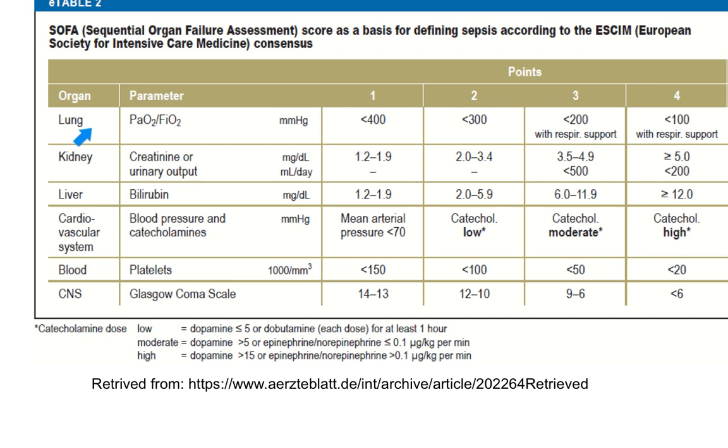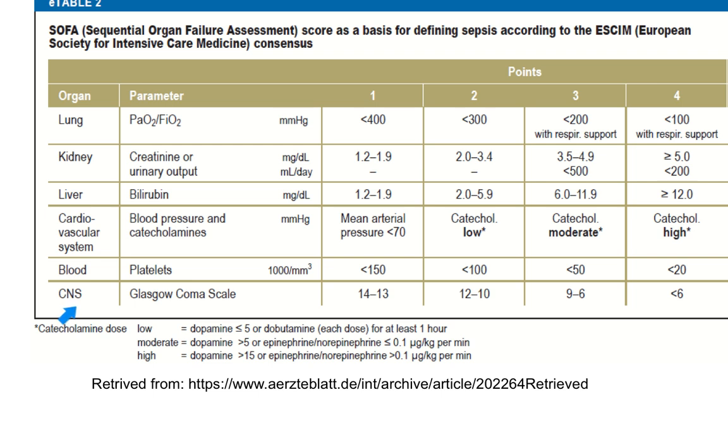So lung, we're going to look at the kidney, so we're going to look at I's and O's, so urinary output, or creatinine. We're going to look at our liver, we're going to look at bilirubin. We're going to look at blood pressure and catecholamines. Blood, we're going to look at the platelets, so are we clotting? Are we clotting too much? Are we clotting not enough?